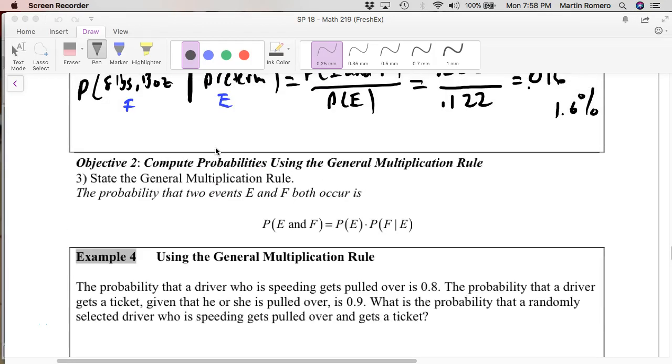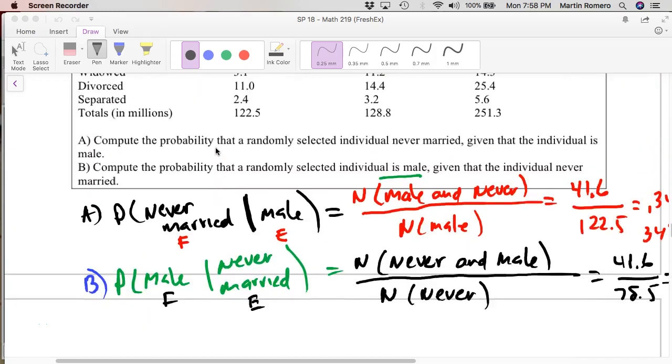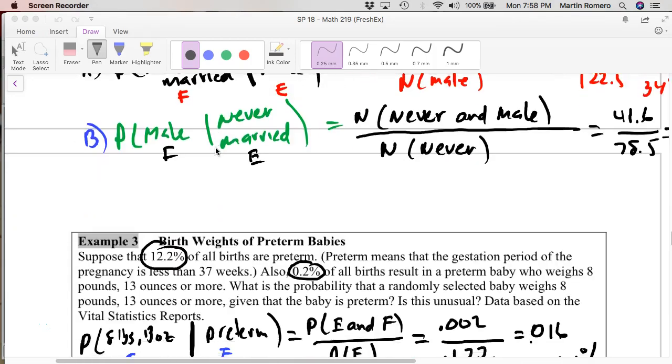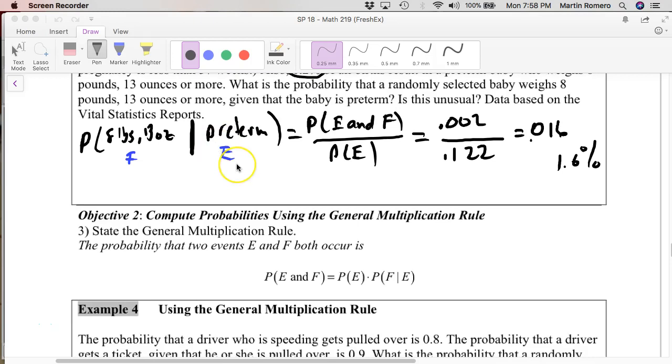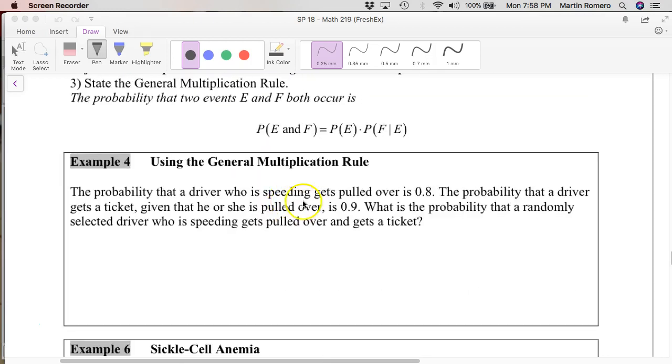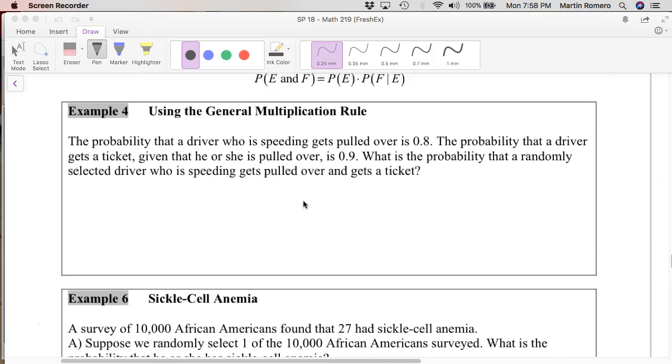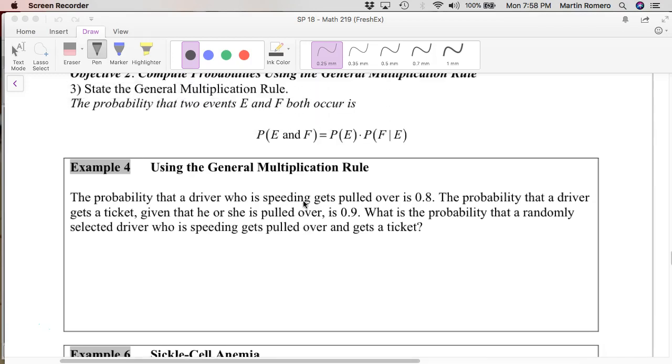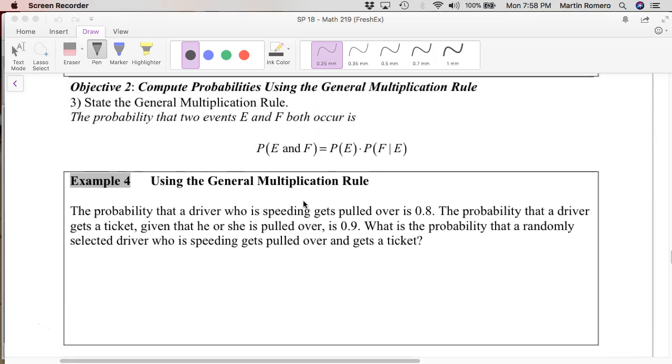Okay, we're going to finish chapter 5.3. We did conditional probability situations. We're going to finish this chapter. The second objective is using the conditional probability rule to solve an AND situation.